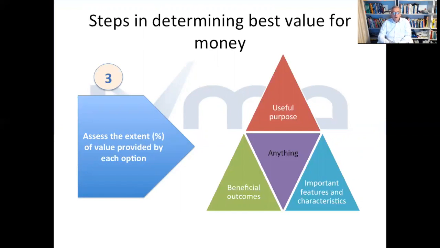We then want to assess the extent of value provided by those options. You may well find, for example, let's say one of the options provides you with 150% of what you're after. Another one may provide, say, 95% of what you're after. But the 95%, even though it doesn't give you exactly all of your requirements, may still deliver best value for money, because let's say it might cover half the cost of the other.